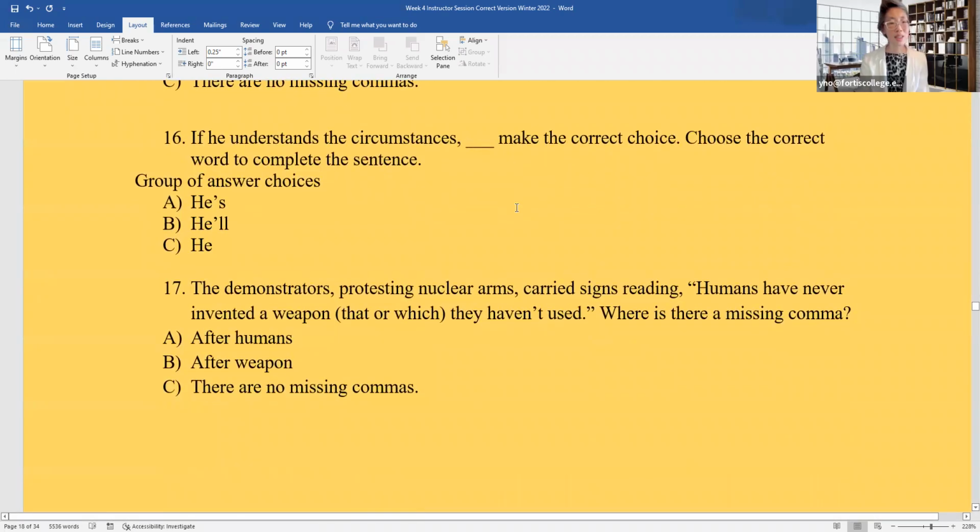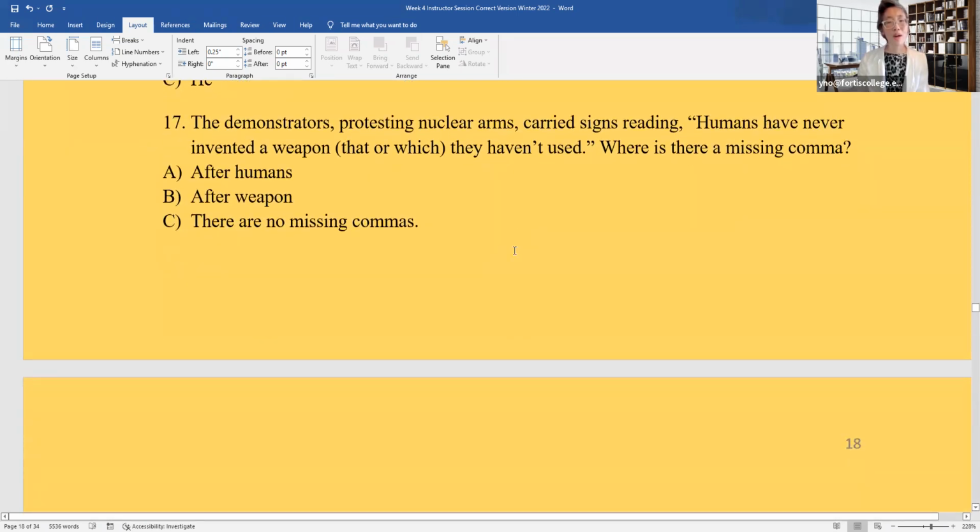If he understands the circumstances, he will make the correct choice. B. B, he will make the correct choice. Where are the missing commas? Where is there a missing comma? Oh, we did that. Weapon. B.